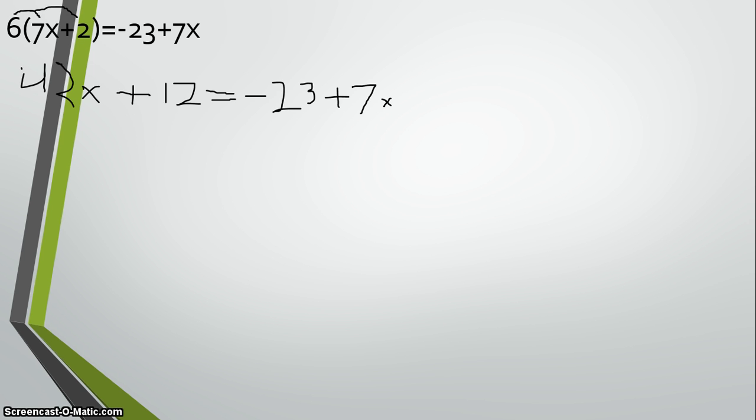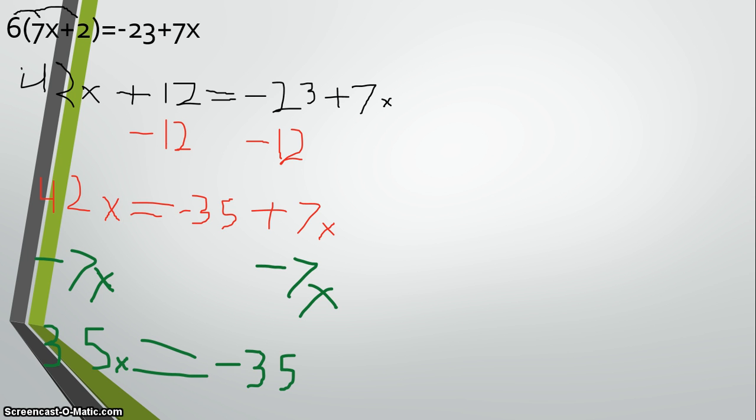And there you go. Now what we need to do is get the variable to one side and the number without the variable to the other. So we need to subtract 12 from both sides of the equal sign. So it's going to be positive 12 minus 12, so that'll get rid of that side. And then it's going to be negative 23 minus 12, and that'll leave us with 42x equals negative 35 plus 7x. And there we have it.